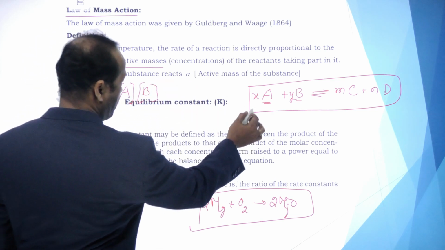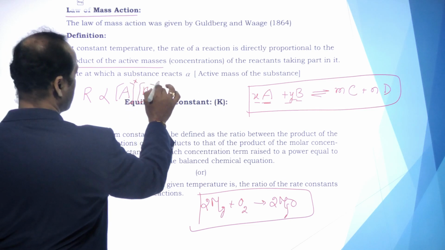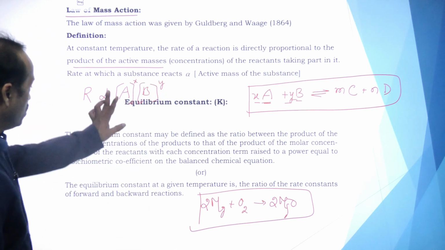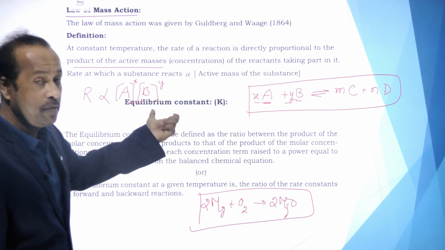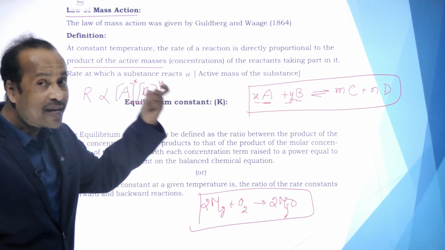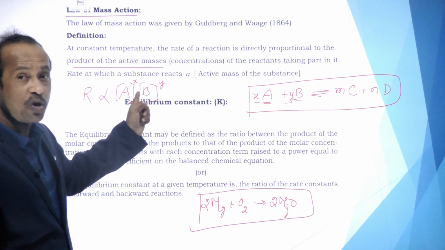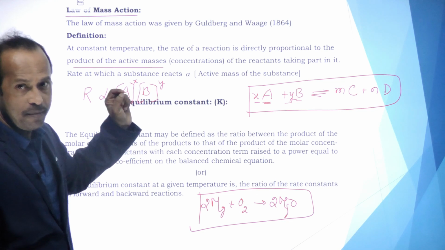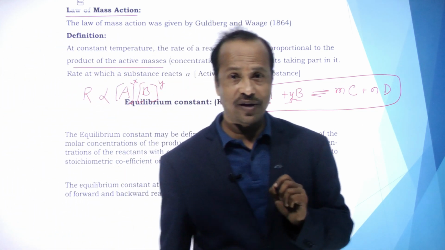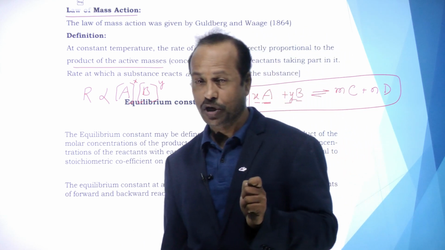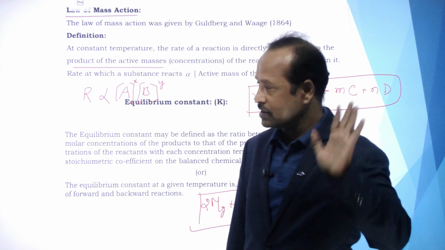If coefficients are there, they can write X and Y. So here we are multiplying the concentrations of A and B. A and B are the reactants. When you multiply, in mathematics that is called a product. So what is our rate of reaction? The rate of reaction is directly proportional to the product of active masses of reactants.